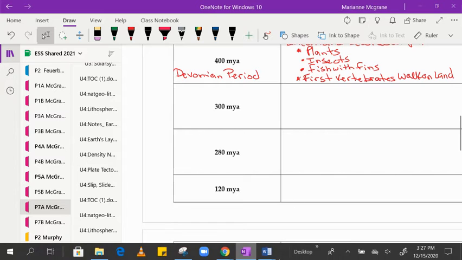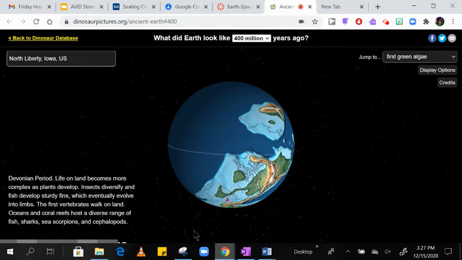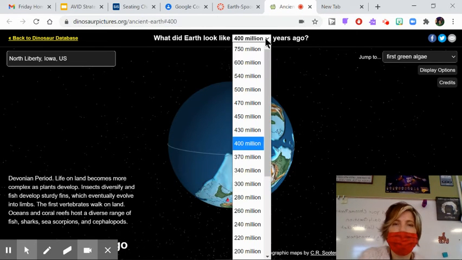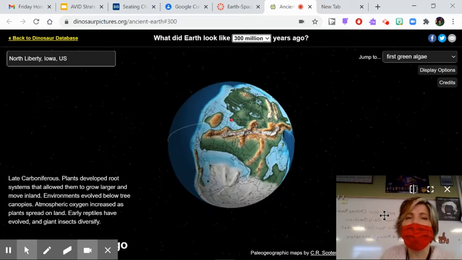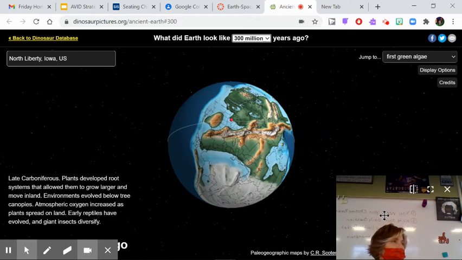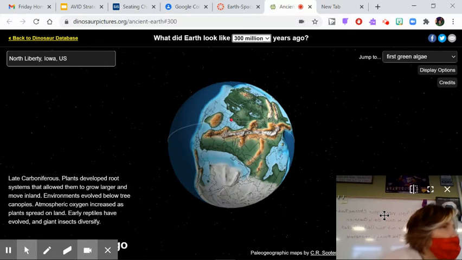Great, so now let's go ahead and check out what happened 300 million years ago. Late Carboniferous. So this is the Carboniferous. Does anybody know anything about the Carboniferous period? I have this fossil from that time period. What do you think this is a fossil image of? What's it look like?